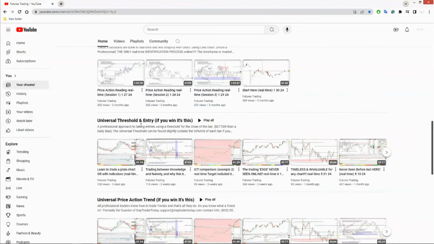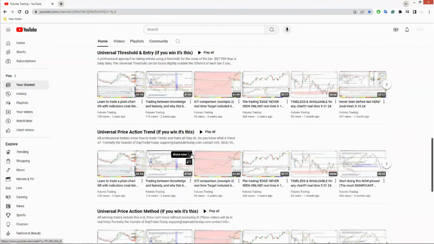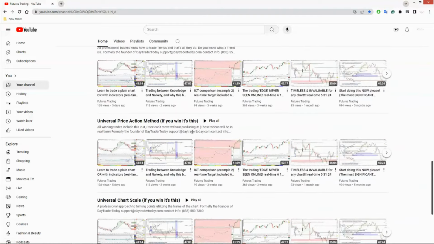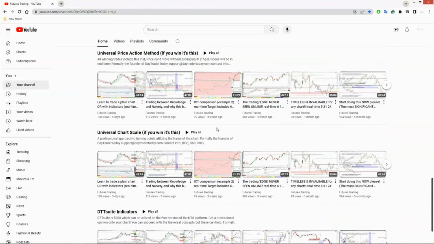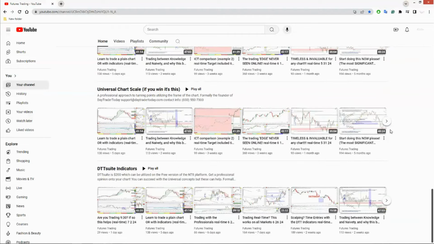Universal threshold: how far the bar will pull back and then resume. Price action trend: you don't have to have prior structure breaks in order to get a trend going. The universal price action method: a bar and a bar and a half. You're looking for the majority principle. Now I'll give you an idea of what that looks like. Universal chart scale from left to right. I'll teach you that the market can turn in front of you unless you plan on blinking for a really long time. Watch that hard right edge and I'll show you pretty much where the market will turn.